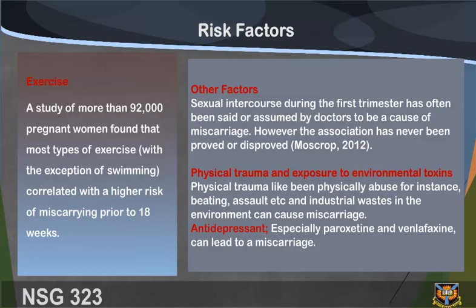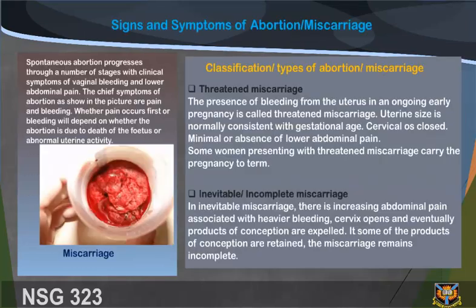Musgrove, 2012. Physical trauma and exposure to environmental toxins. Physical trauma, like being physically abused, for instance, beating, assault, etc., and industrial waste in the environment, can cause miscarriage. Antidepressants, especially paroxetine and venlafaxine, can lead to a miscarriage.